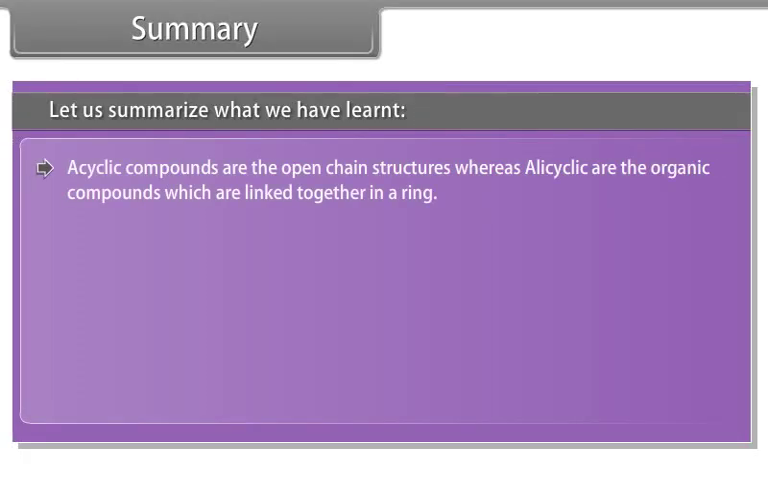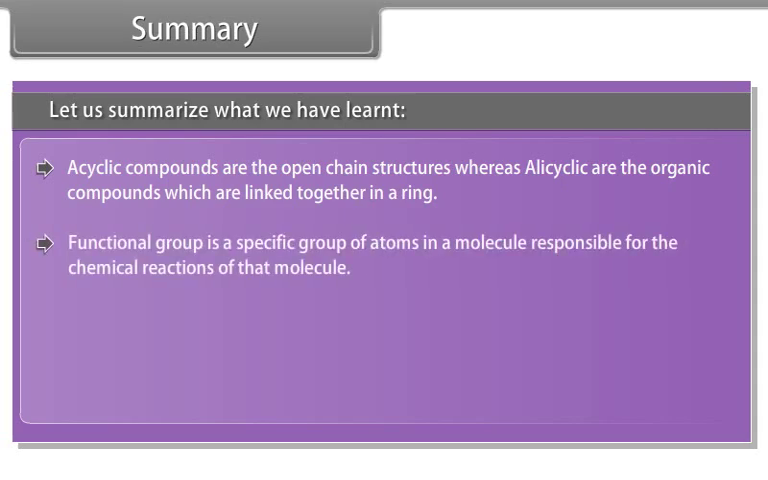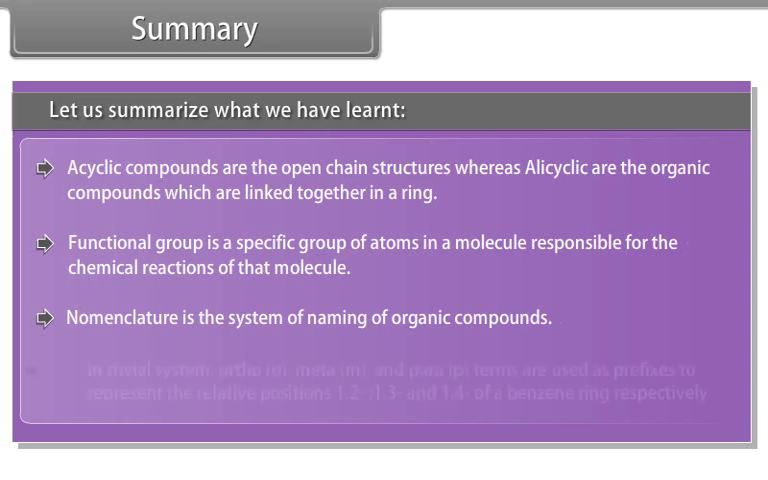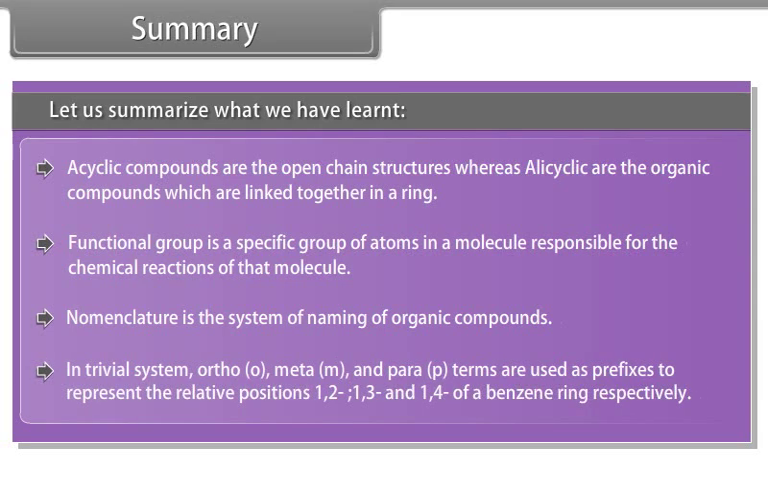Acyclic compounds are open chain structures, whereas alicyclic compounds are organic compounds in which the atoms are linked together in a ring. A functional group is a specific group of atoms in a molecule responsible for the chemical reactions of that molecule. Nomenclature is the system of naming of organic compounds. In trivial system, ortho, meta, and para terms are used as prefixes to represent the relative positions 1,2, 1,3, and 1,4 of a benzene ring respectively.